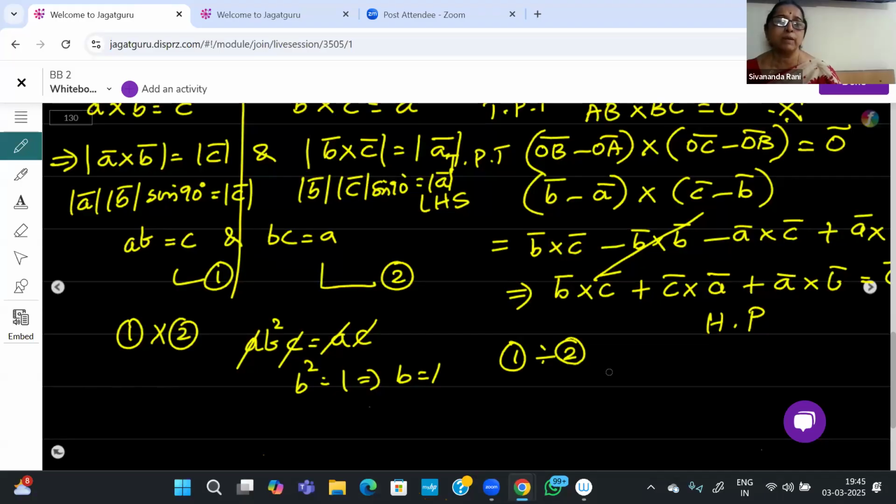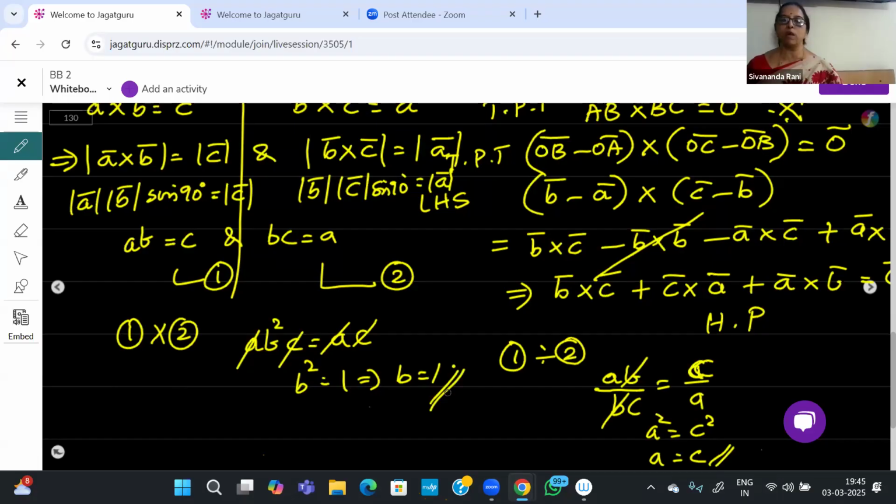So many students tell me, we actually don't know how to start a problem in vectors. If you know concepts, you will start, right? If you know little concepts, you will start. So AB by BC is equal to C by A. I'm dividing the first equation by the second equation. Or in other words, A square is C square. So A is C, hence proven. They're asking us to prove that either B is 1 or A is C, correct? So we got it from two true equations.